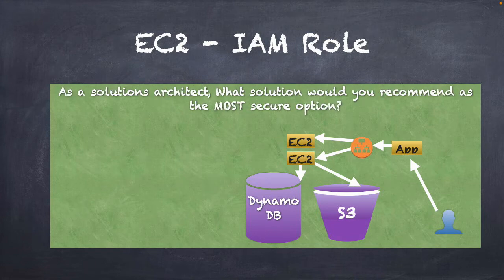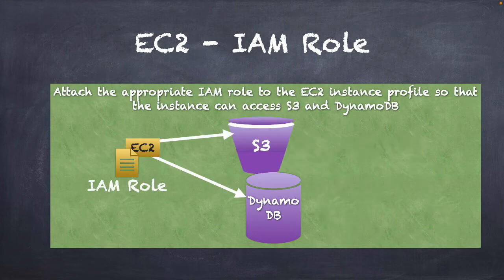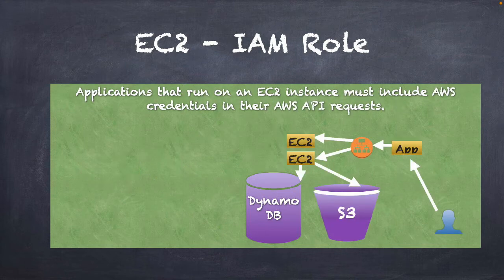As a solutions architect, what solution would you recommend as the most secure option to access both the S3 and the DynamoDB from the EC2 instances? The solution is to attach the appropriate IAM, the Identity and Access Management role, to the EC2 instance profile so that the instance can access S3 and DynamoDB.